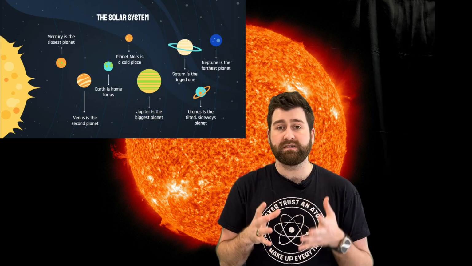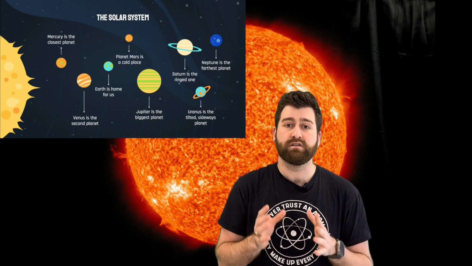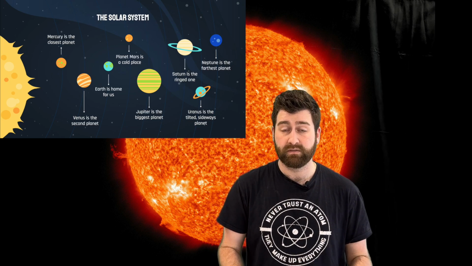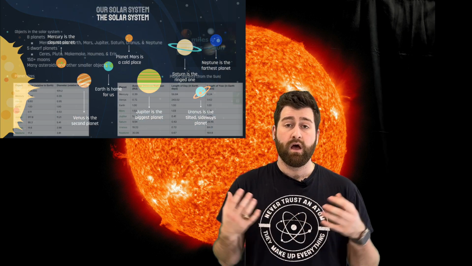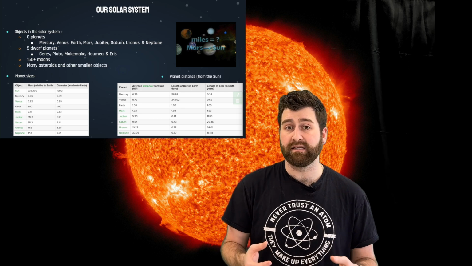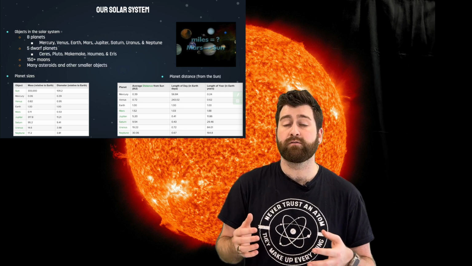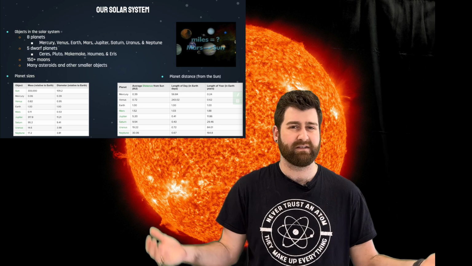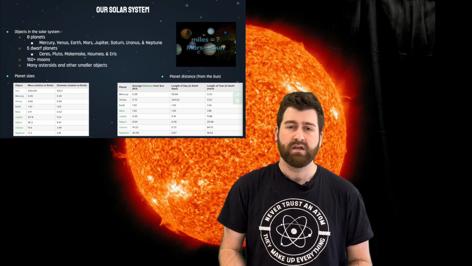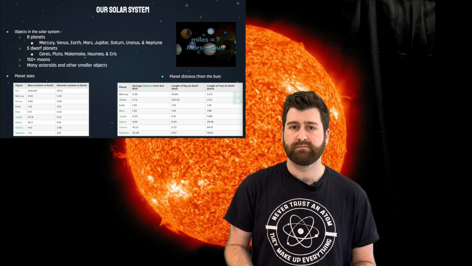Now let's step away from the sun and the Earth and shift our focus to the solar system itself, specifically our solar system. Our solar system consists of 8 planets, 5 dwarf planets, and over 150 moons and countless asteroids and other smaller objects. So here's a quick rundown of our planets.